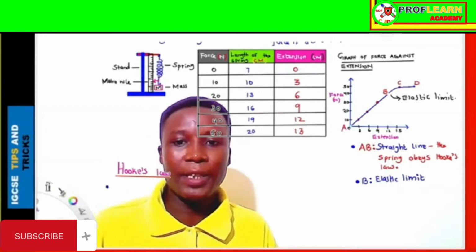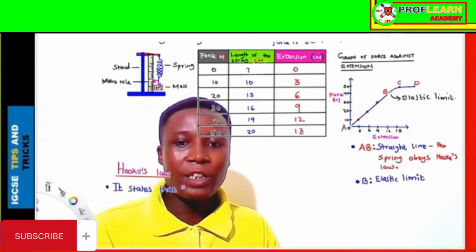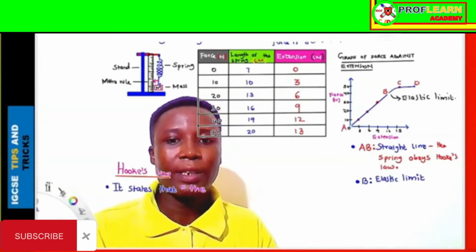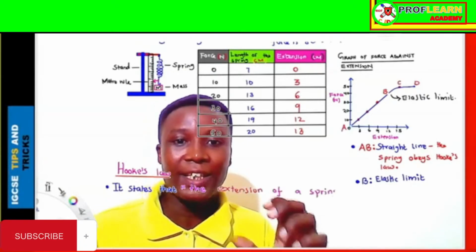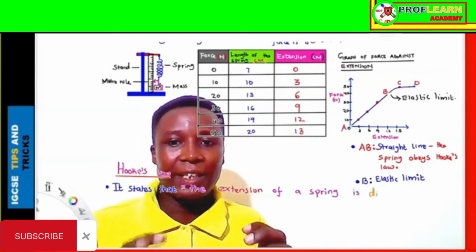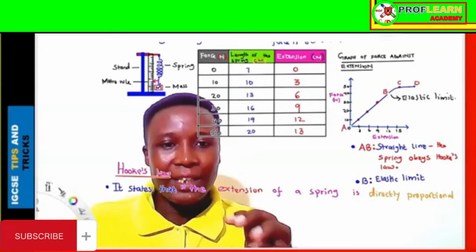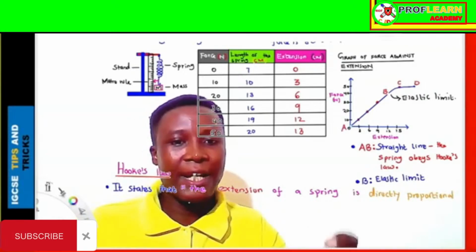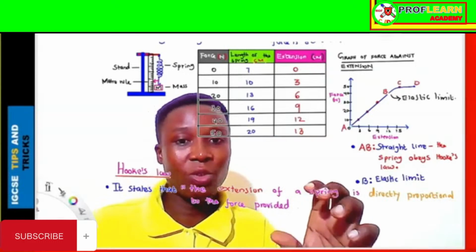And we're going to say that Hooke's law states that extension is directly proportional to the force applied, provided the elastic limit is not exceeded. So after understanding that, you need to know, what does that really mean? Extension is directly proportional to the force applied, provided the elastic limit is not exceeded.